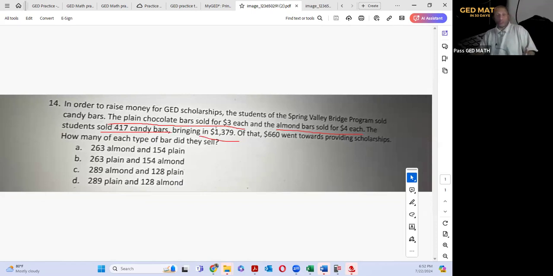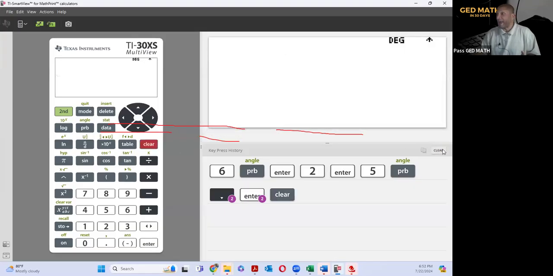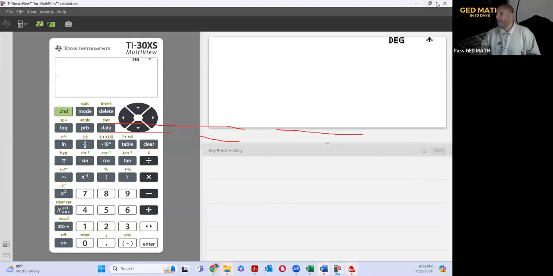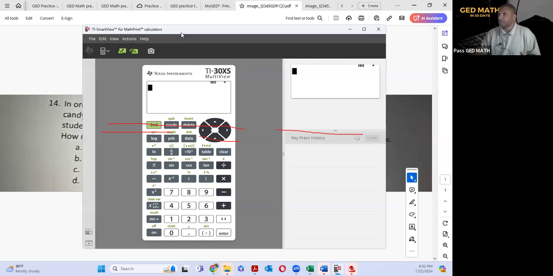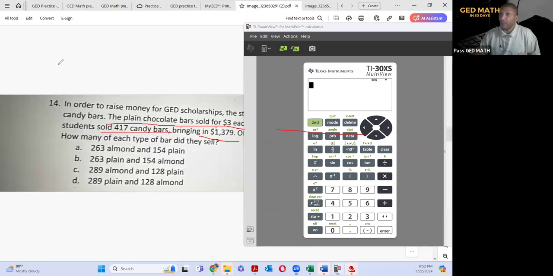My multiple choice, again, so I'm going to grab my calculator. Watch this. I'm going to do this problem right now, live. Let me write this down first. Chocolate bars were $3. And the almond, it said 4, right? I think it said 4, let me make sure.